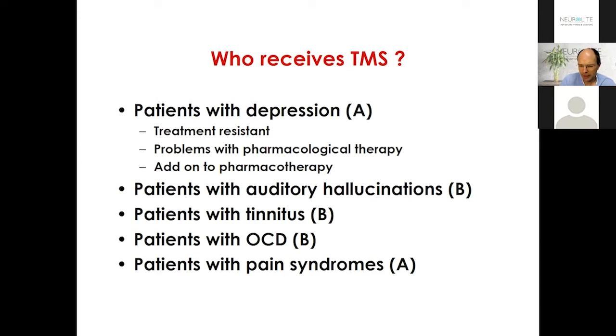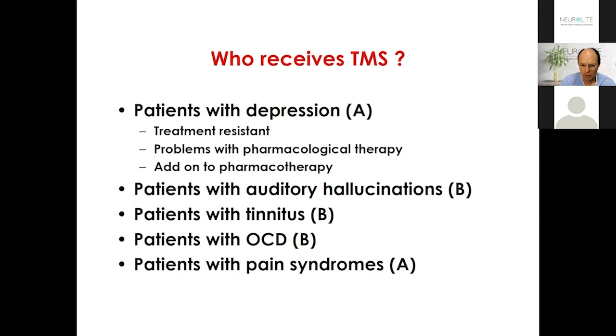Since we are a psychiatric hospital, the large majority of our patients are suffering from depression. Only occasionally do we also have patients with chronic pain syndromes in our clinic. Among the patients with depression, which patients should we treat? Typically, we treat those patients who do not respond sufficiently to standard treatment, which means pharmacological and psychotherapeutic treatment, and typically as an add-on treatment to pharmacotherapy and psychotherapy.